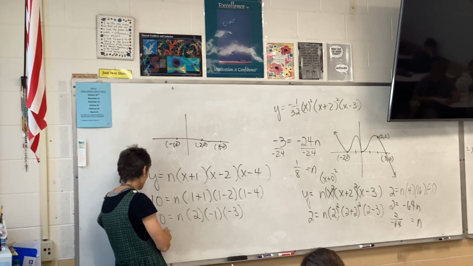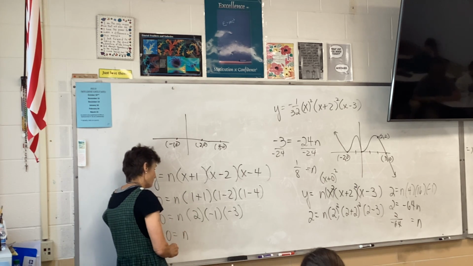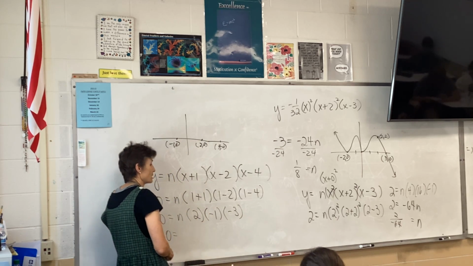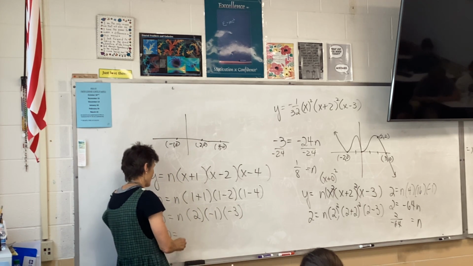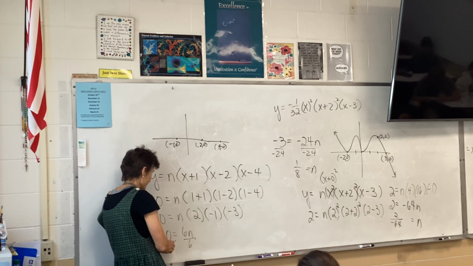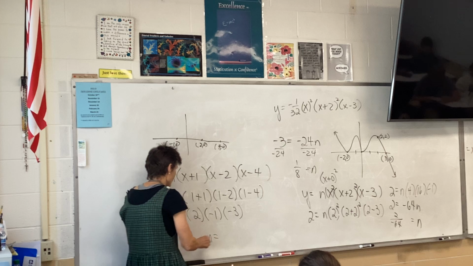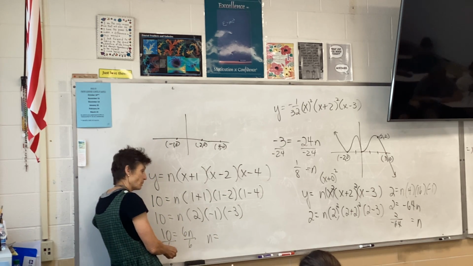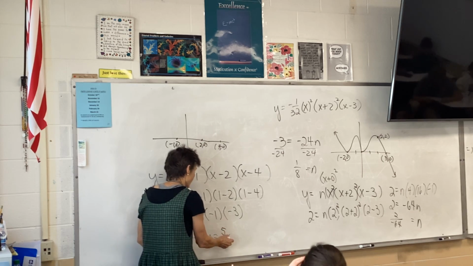Yeah, if you need a calculator, use it. What's 2 times negative 1 times negative 3? 6n. So it looks like my n is going to be 10 over 6, which is 5 over 3.